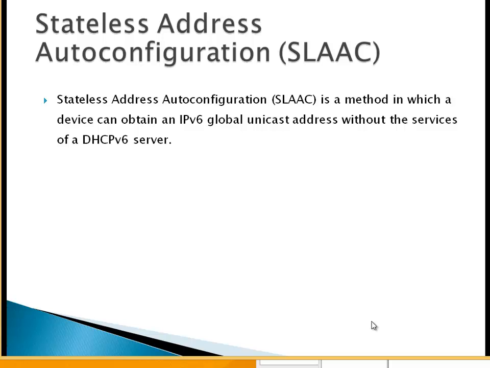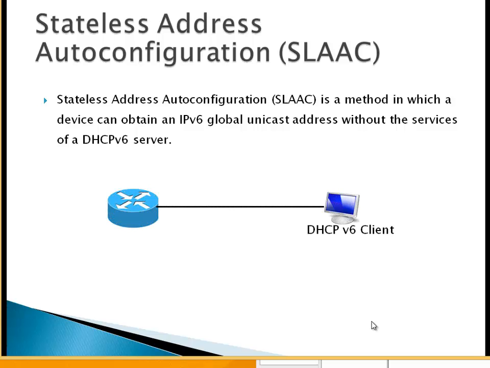Stateless Address Auto Configuration is a method in which a device can obtain an IPv6 global unicast address without the services of a DHCP server. So a client machine can get an IPv6 address without the DHCP server. They will make up the address themselves with the help of the MAC address and the router. They will build a unique IPv6 address.